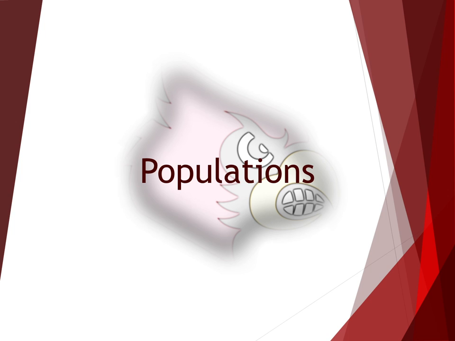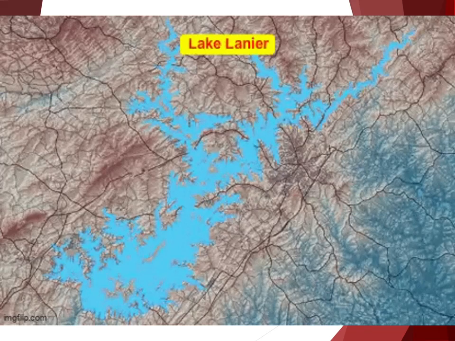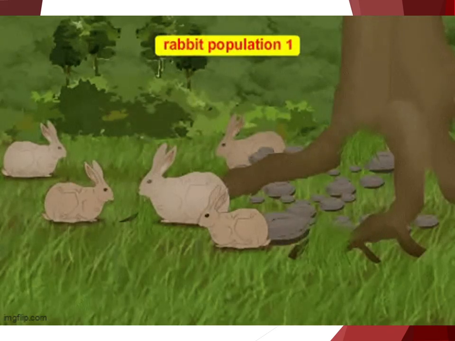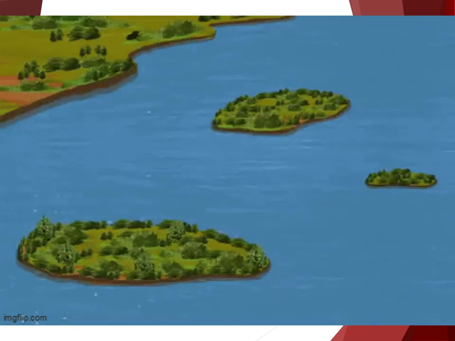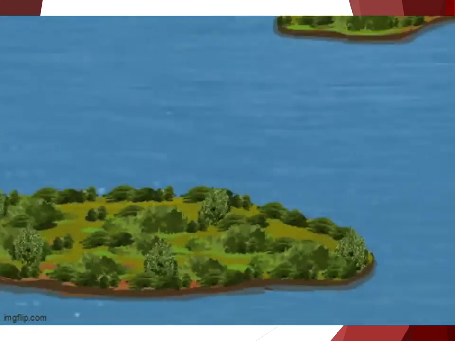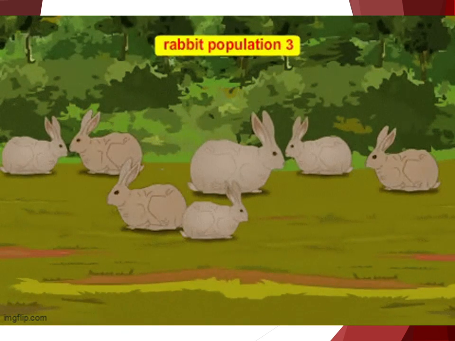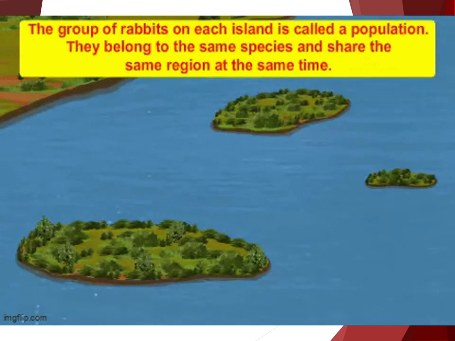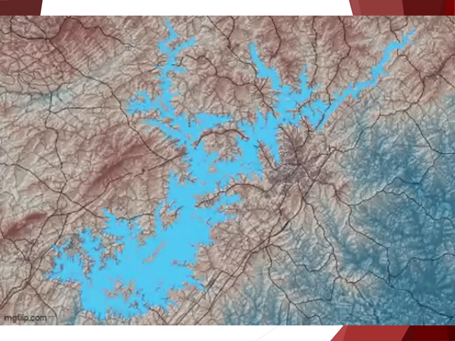Populations will be our first main idea. All of the organisms of the same species occupying a certain area, again, two things there, same species occupying a certain area, the same area, make up a population. The area where a population lives is its habitat.